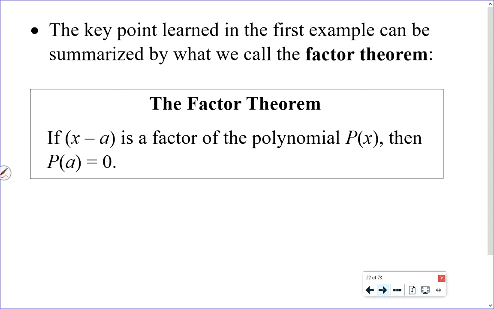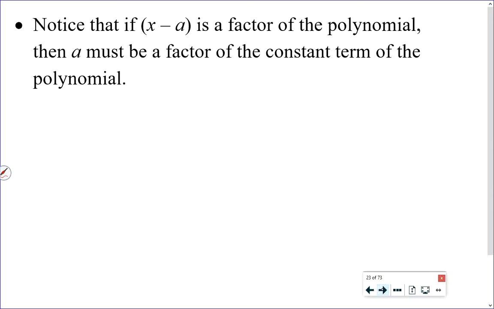I could say if p of a is equal to 0, x minus a is a factor. Because if p of a is equal to 0, that means the remainder is 0 when you divide by x minus a, which means it's a factor. It's just the remainder theorem as long as the remainder is 0. So here's how things change. Oh, one more thing.